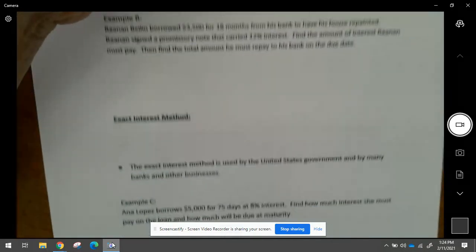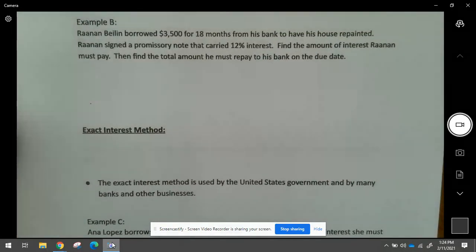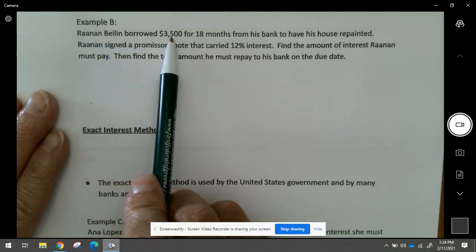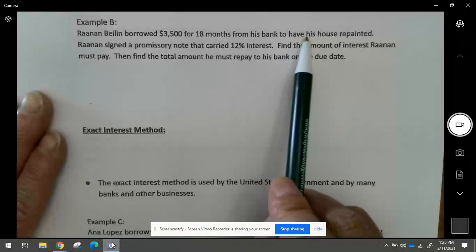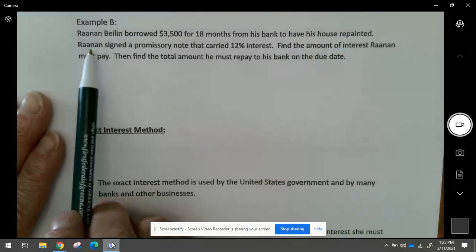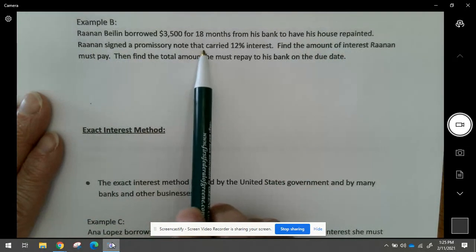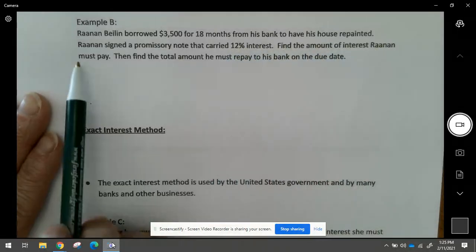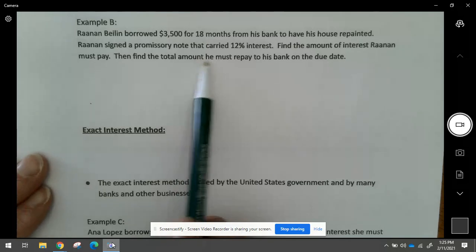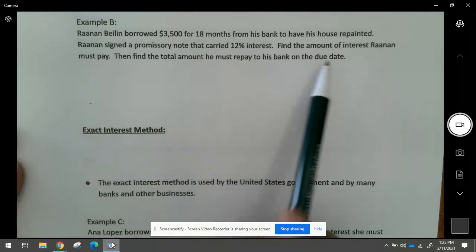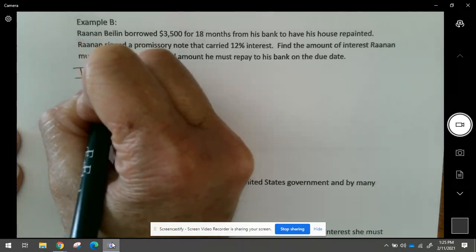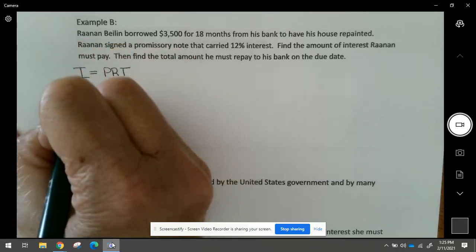Let's look at example B. Raynon Beelan borrowed $3,500 for 18 months from his bank to have his house repainted. Raynon signed a promissory note that carried a 12% interest. Find the amount of interest Raynon must pay, then find the total amount he must repay to his bank on the due date. So same steps. You should pause the video, try to do this on your own, and then check your work.